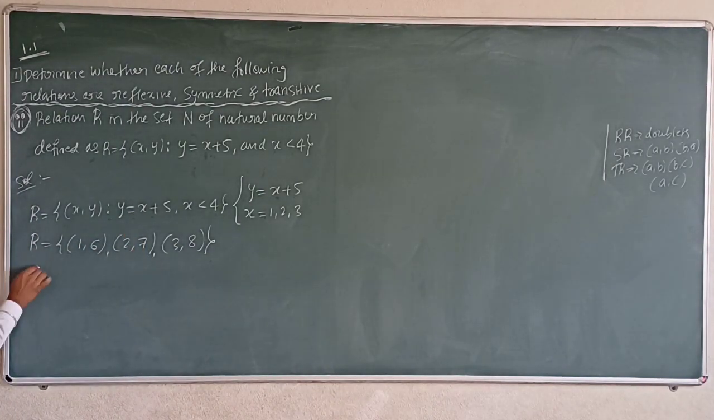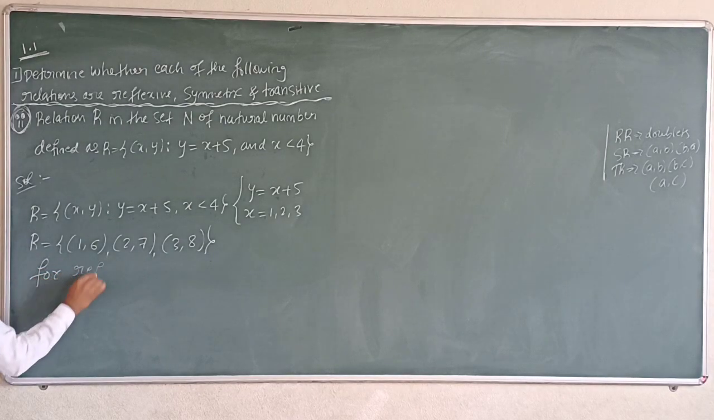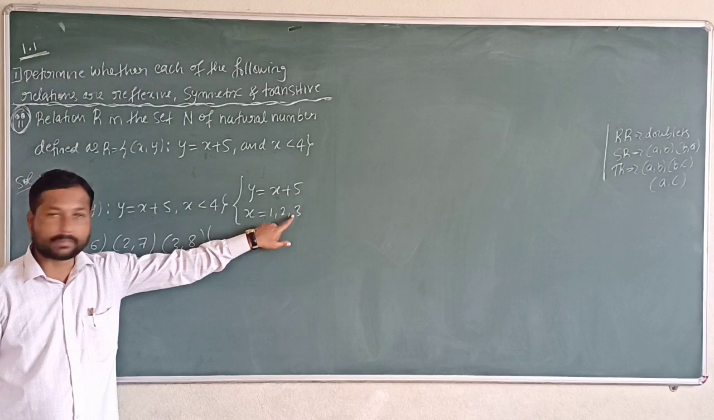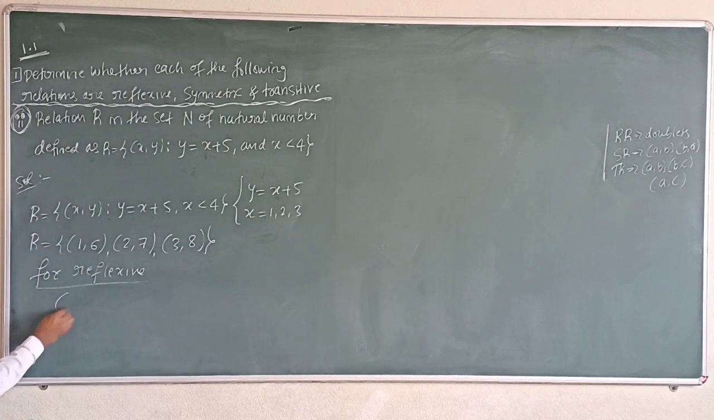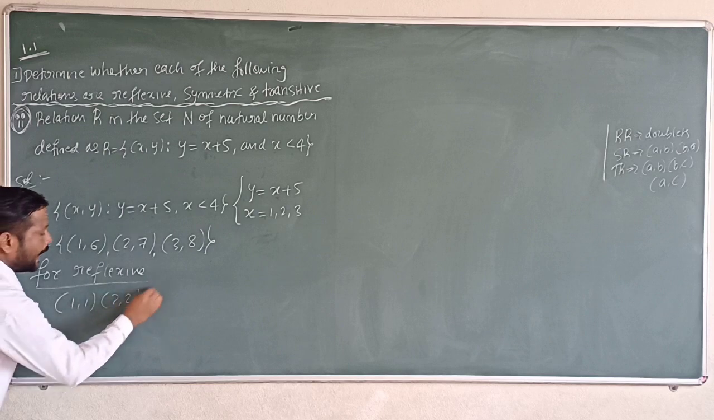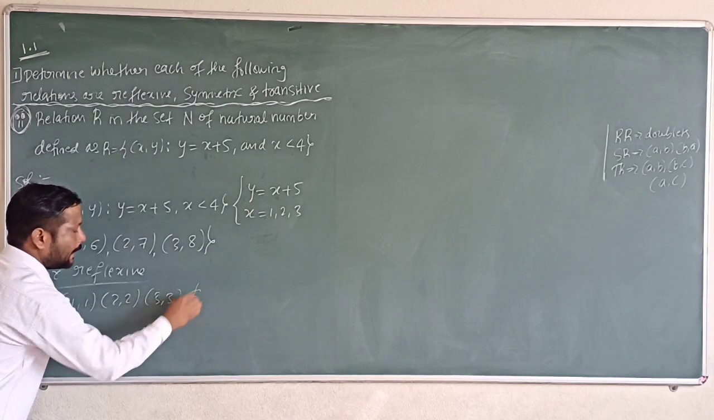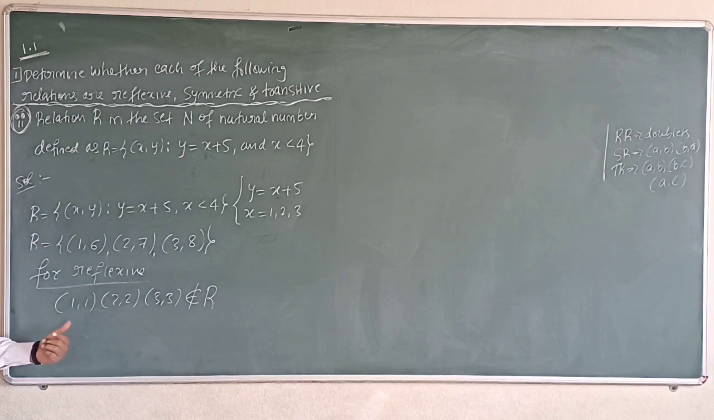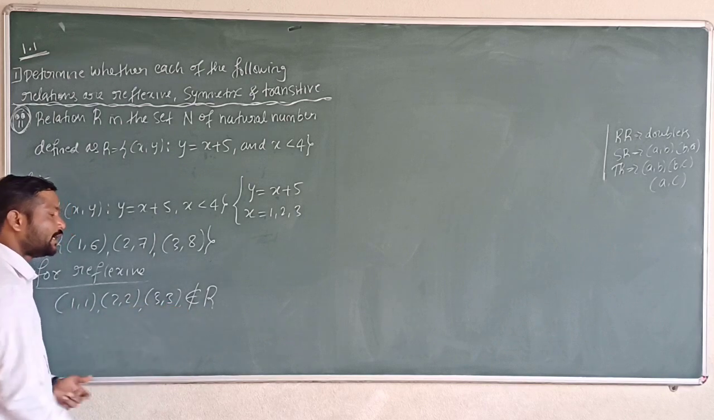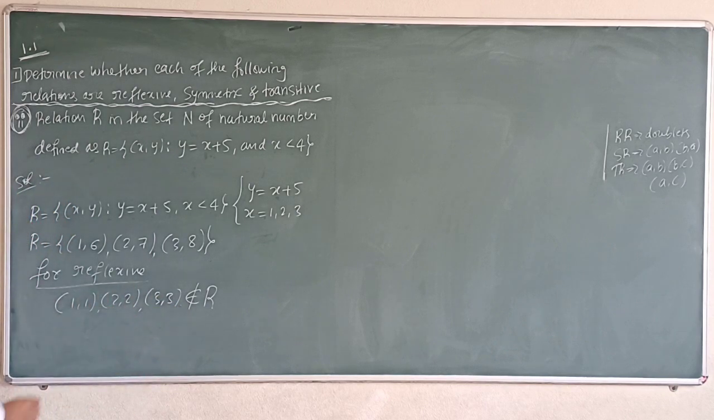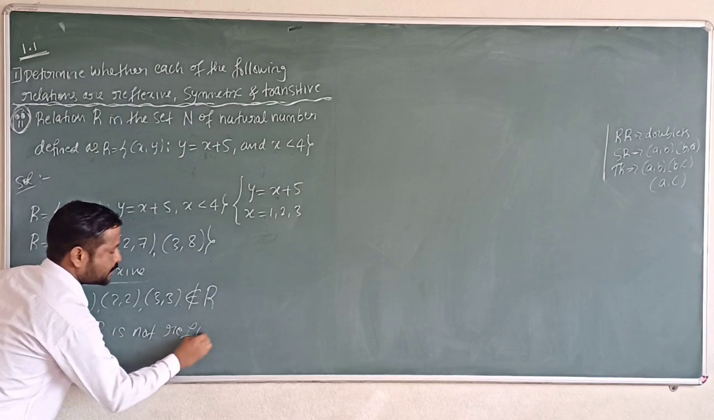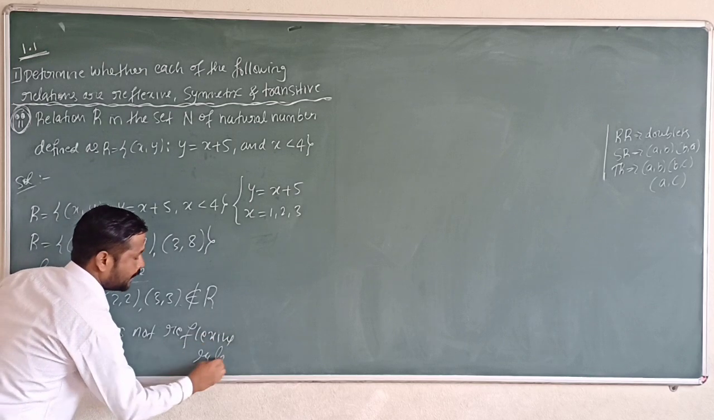Then apply the definition here for reflexive. Is the given relation reflexive? No, because there are no doublets. 1 1, 2 2, and 3 3 do not belong to R. There is no rule that all three must be written, even one order pair is enough. 1 1 doublet, 2 2 doublet, 3 3 doublet are not present, so therefore R is not a reflexive relation here.